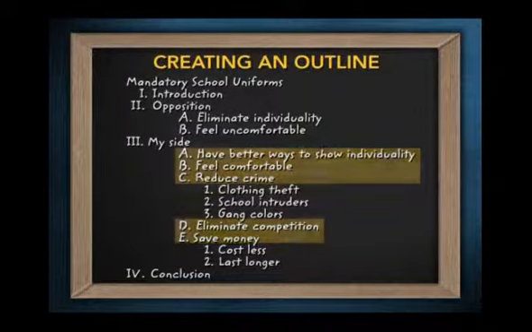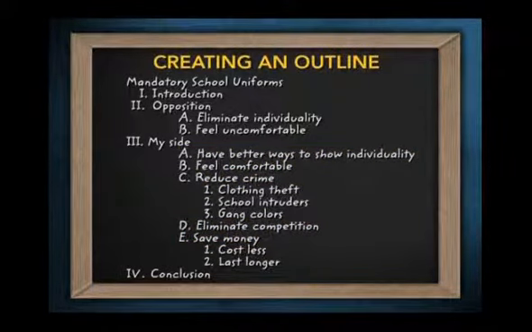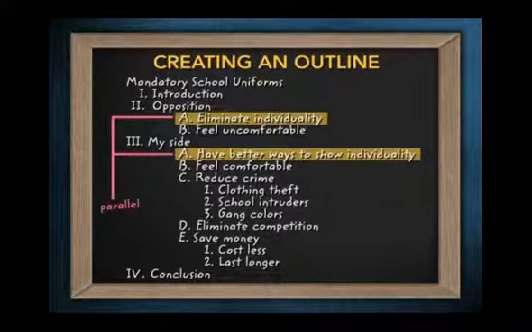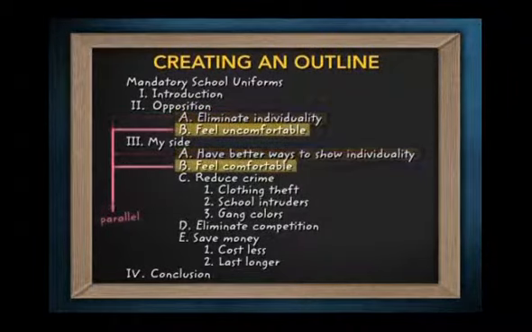Let's take a closer look at this for a moment. I've started out with my introduction. Then I have dealt with the opposition to show that they have some valid points, but my points are more valid. So my Roman numeral 2A parallels my Roman numeral 3A. Eliminate individuality, have a better way of showing individuality. My Roman numeral 2B parallels my Roman numeral 3B. Feel uncomfortable, feel comfortable.